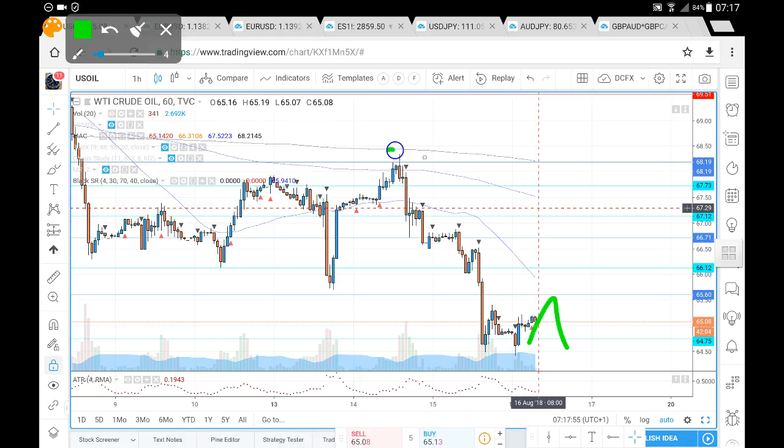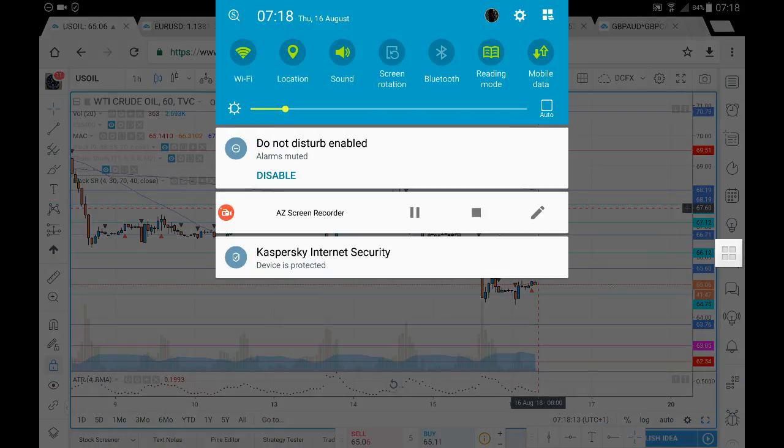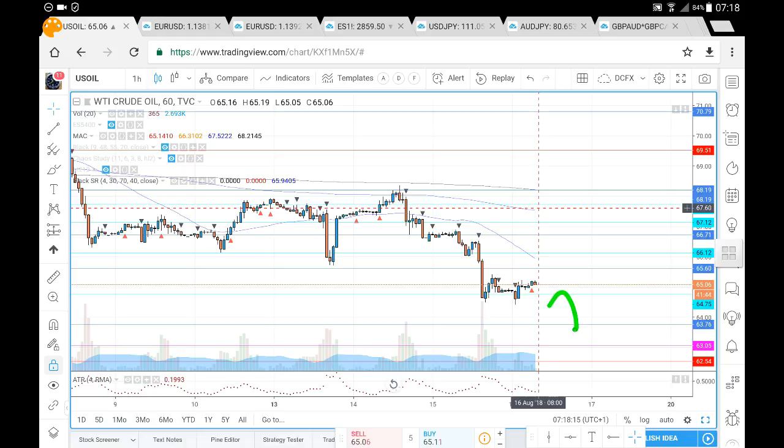If however we do see this continued sell-off on the US oil, as indicated by the series of lower highs that we have had over the past couple of trading periods, we were looking for price to break beyond the 64.75, and the very next level of note is a key level in around that 63.76, to see if we do find support in around 63.76.